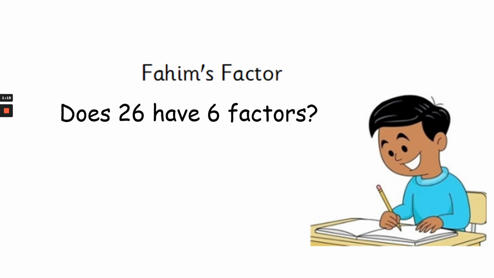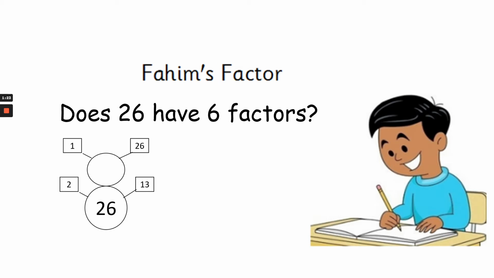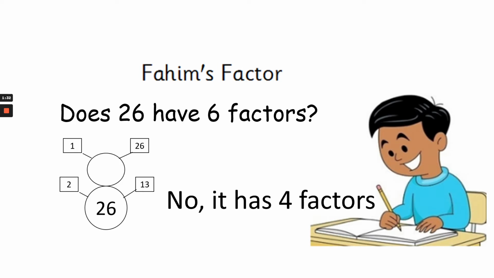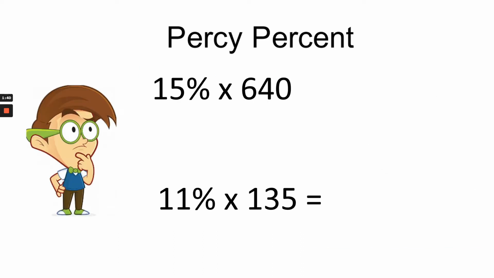Now I saw the word factor, I drew a factor bug. I'm going to find the factor pairs of 26. 1 and 26, 2 and 13, and that's all. Does 26 have 6 factors? No, it has 4 factors: 1, 2, 13 and 26. Well done, Year 6, if you got that one.